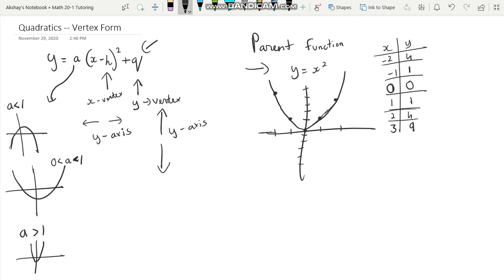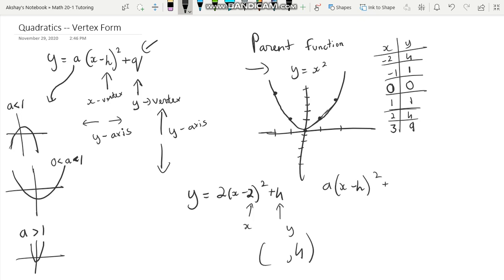Okay, so how do we find our vertex? Let's say we have the function y is equal to 2(x minus 2) squared plus 4. What helps us find our vertex is that this gives the y coordinate and this gives us the x coordinate. So immediately I know my y coordinate is 4, so I'm going to write that down. And the x coordinate is a little more tricky, because our function is represented by a times (x minus h) squared plus q. That is our vertex form.